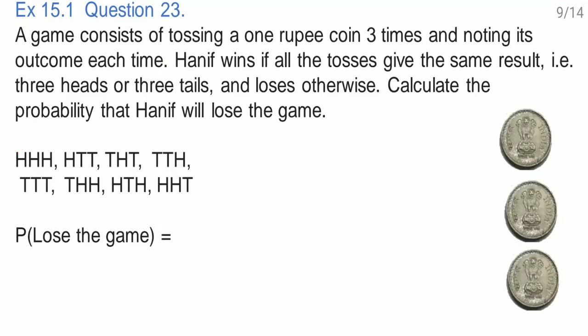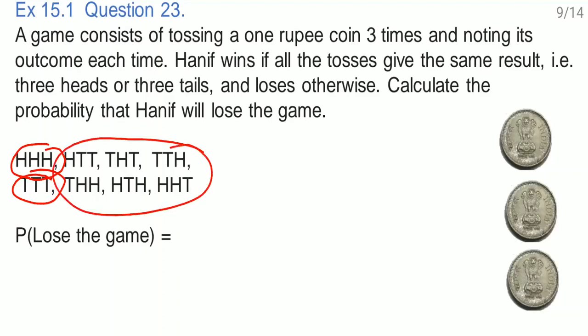Most of the time children write down, if 3 coins are there, they are getting total number of outcomes as 6, which is wrong. So how many outcomes are there? 8 outcomes are there. Now, if all 3 heads or tails come up, Hanif wins the game. So how many times will he lose the game? Out of 8, 2 times he will win the game. That means 6 times he is going to lose the game. So the probability that he will lose the game is 6 by 8, which comes as 3 by 4.